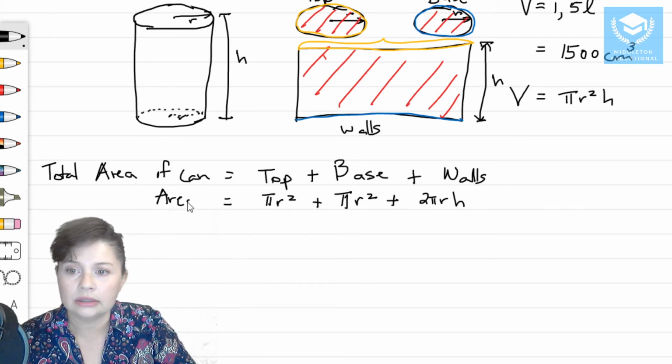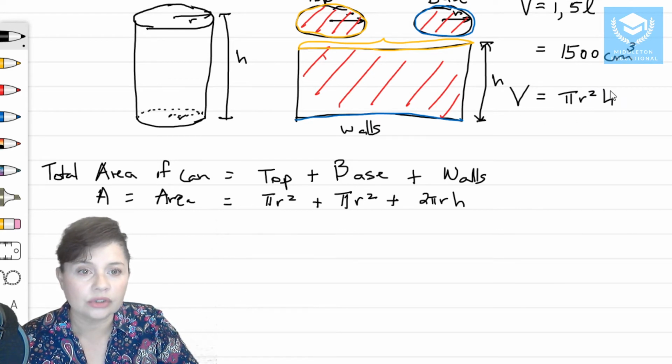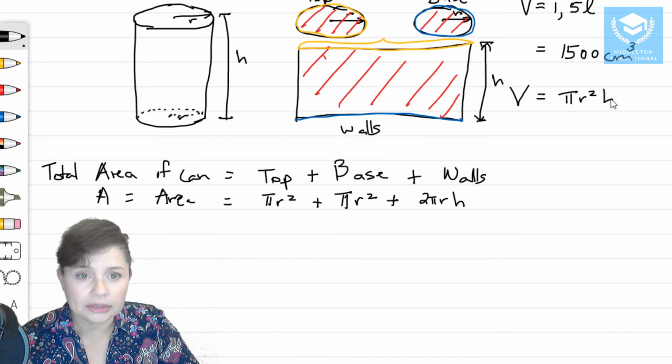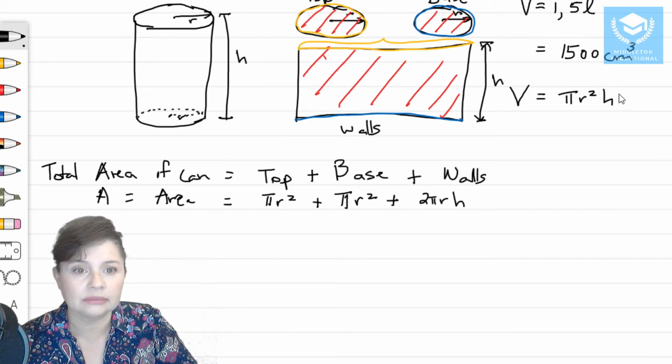So the area, I'm going to call it A, equals area. If you look at the variables that you've got here, pi is not a variable. Pi is a constant number, right? You've got r and you've got h. You don't know what those are. But you do know this information here, right? You know that your volume is equal to this formula, and that formula has to be equal to 1,500 cubic centimeters.